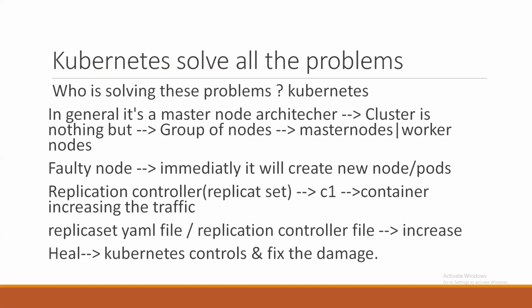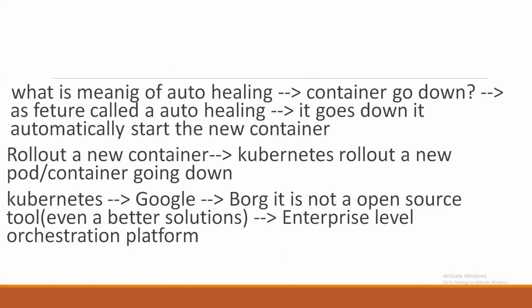If a node is faulty, Kubernetes immediately creates a new node or new pod if something goes wrong. With the replication controller or replica set, if one container crashes, it automatically creates another container using the replica set. The replica set YAML file and replication controller file increase the replicas. Kubernetes heals and fixes the damage. So these are all the advantages.